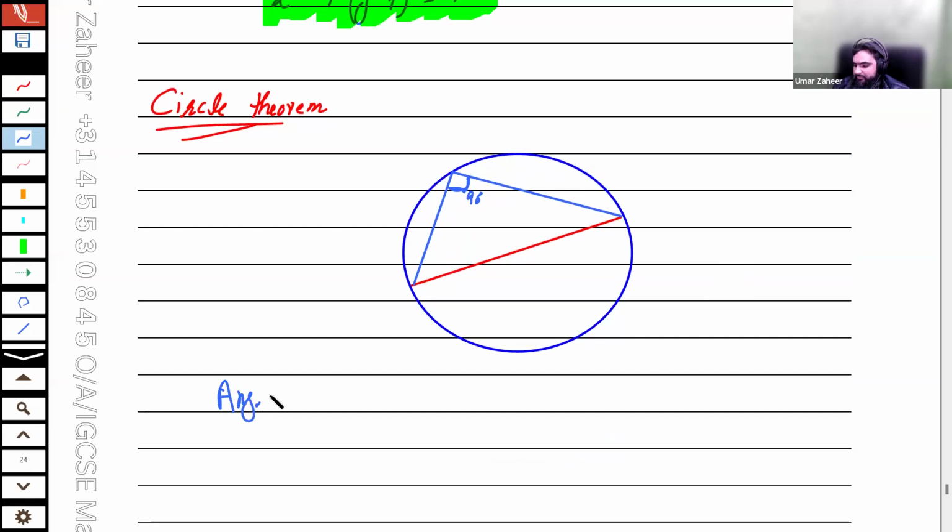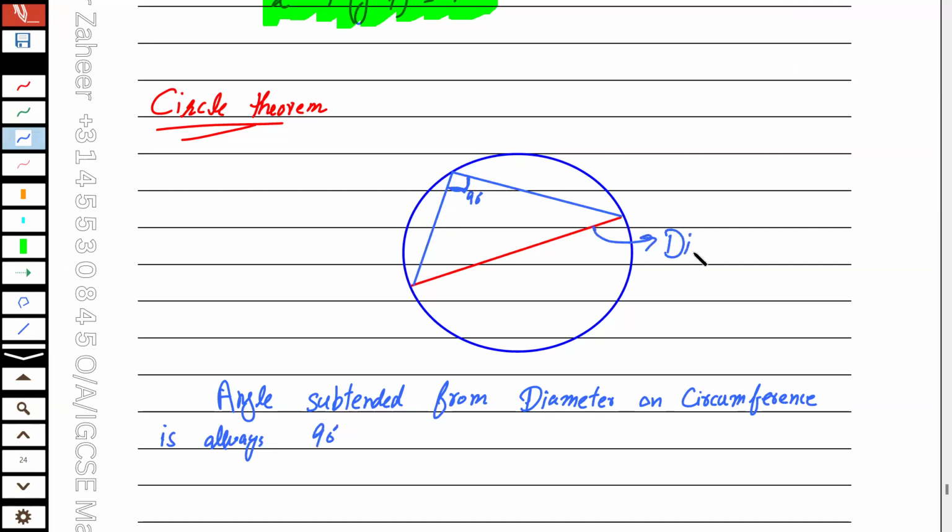Angle subtended from diameter on circumference is always 90 degrees. Is it clear? Yes, sir.